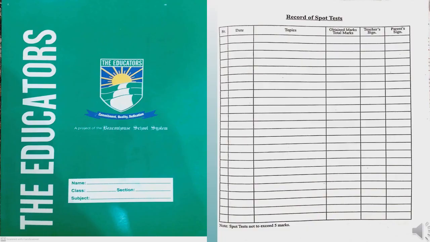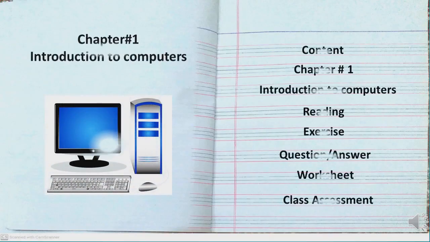Now it's time for notebook work. This is your computer notebook. Before starting notebook work, firstly, you will write index on this page. Our today's index is serial number 1, date, topic, title page, chapter number 1, question answer number 1. Dear students, today we will make title page and content page of chapter number 1. Here is the title page of chapter number 1, Introduction to Computers. Dear students, you can also paste or draw the picture of computer.